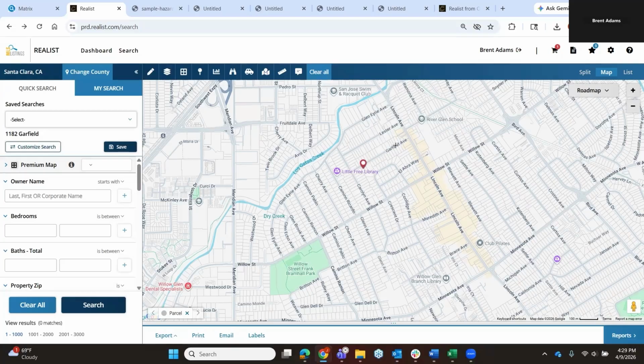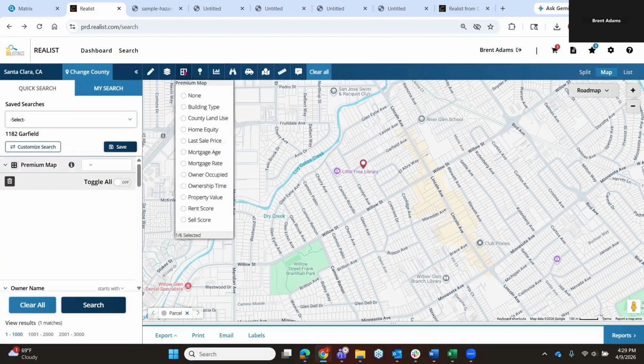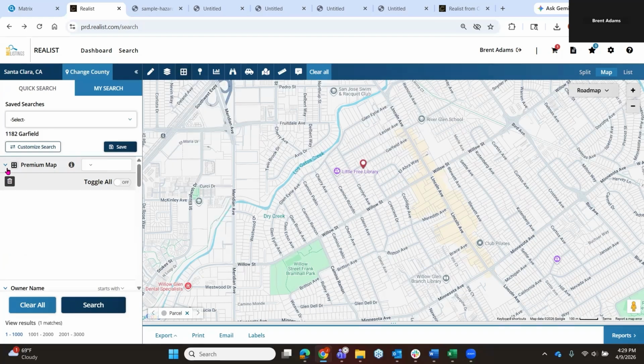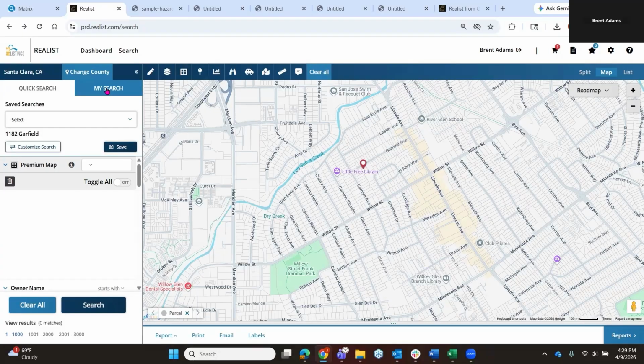Actually, before I even get into this, let me show you another very cool thing that I kind of like to use. Forgot we even had this. Before I start even drawing my shapes, for example, I want to learn a little bit more about this neighborhood. A very easy way to do that is to load up these premium map features. It's indicated by this little window pane. You'll see it up here on your map. You'll also see it here in your search too. You won't see it, by the way, in quick search, but you will see it in my search.